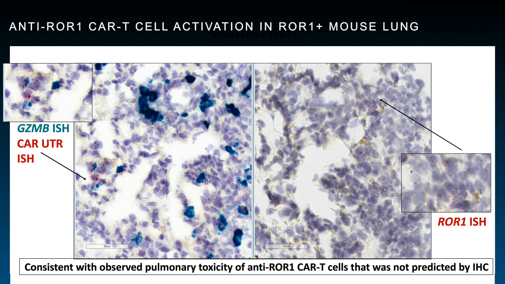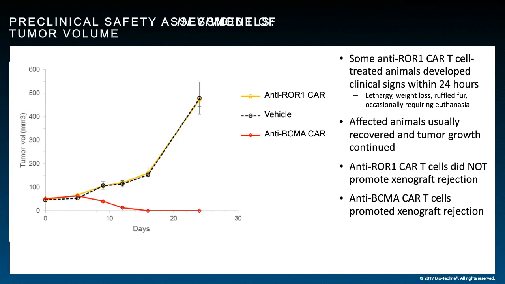In summary of this particular study, what they observed was the anti-BCMA therapy seemed to be successful in reducing tumor burden, as you can see from this graph. On the other hand, the anti-ROR1 CAR T therapy was not as successful and showed exponential growth of these xenograft tumors, comparable to the vehicle-treated animals. And this was in line with what we saw with RNAscope staining, that the ROR1 therapy showed some on-target off-tumor effects.